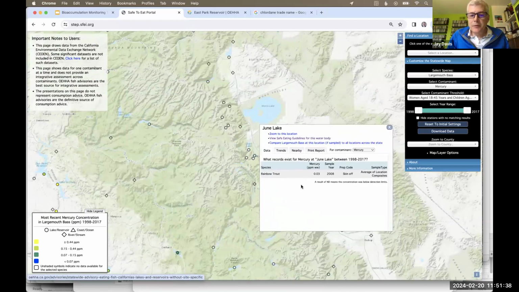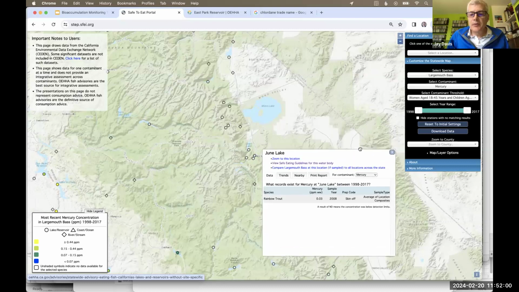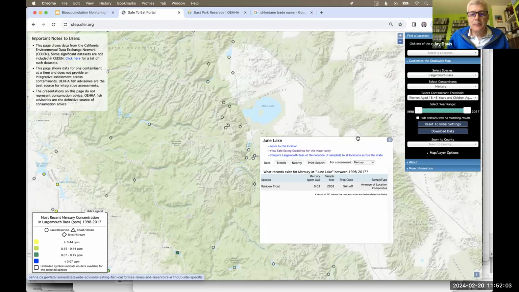Here's the data that we have for June Lake. What's showing up in the safety portal, which is drawing from CEDEN, is that we sampled this lake in 2008 in the statewide program, but only rainbow trout. So there's only one data point. The concentrations were low, but as I said earlier, we sampled a lot of trout lakes and a lot of river stations with trout, and they're often low. And the problem is you don't know if they're low because they're just hatchery fish that were transplanted. So that's probably the case here.